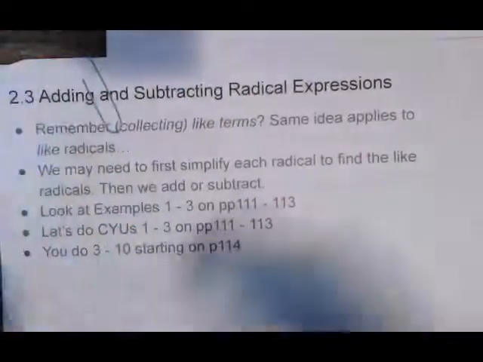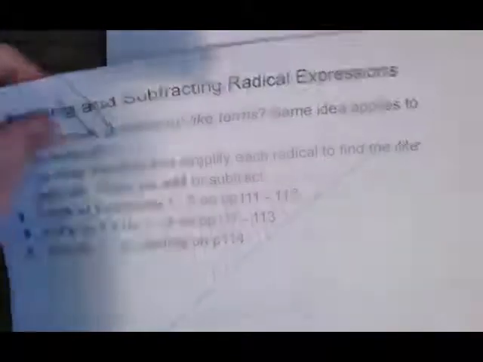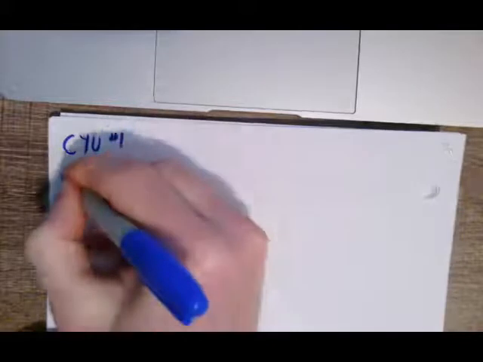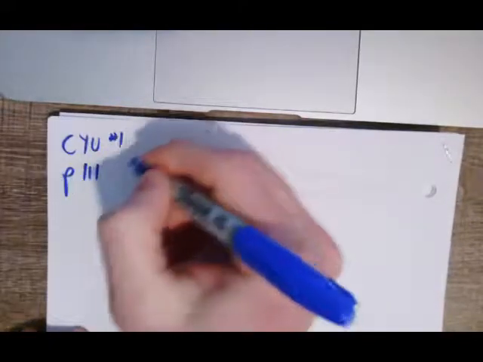So, here's my paper clip. And now, check your understandings from 2.3. Okay, number 1, simplify. Number 1 is just showing us the beginning of it. This is the walking before you crawl a little bit. CYU numero uno, page 111.